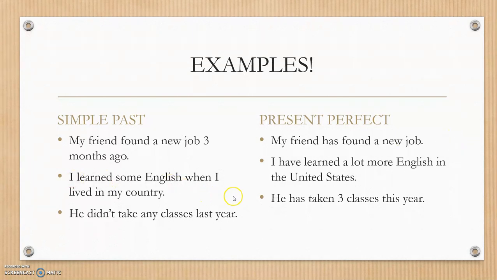Next, I learned some English when I lived in my country. I have learned a lot more English in the United States. Simple past, when I lived in my country. That's a finished part of your life. In the United States, that's not a time word, but if we know that you live here now, we know that that verb goes up to now, right?